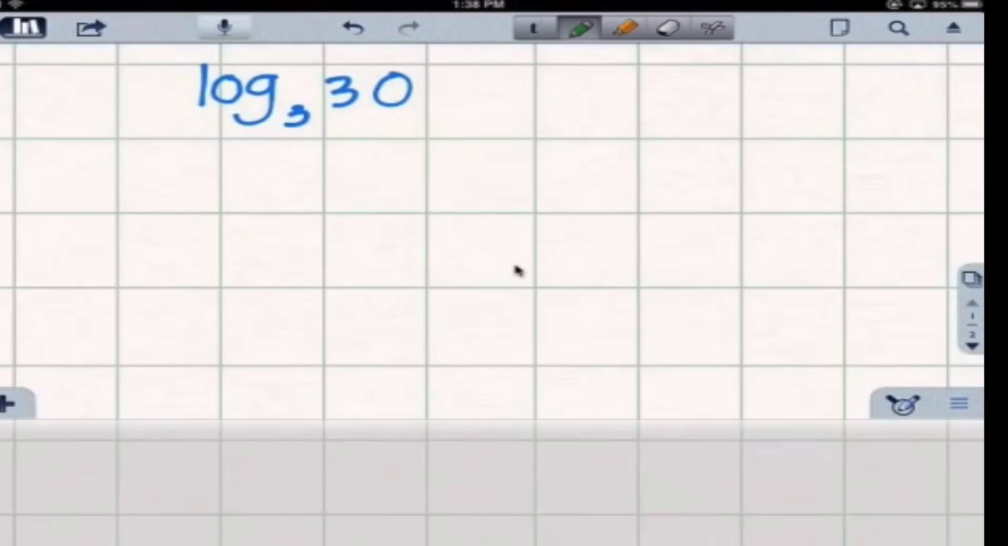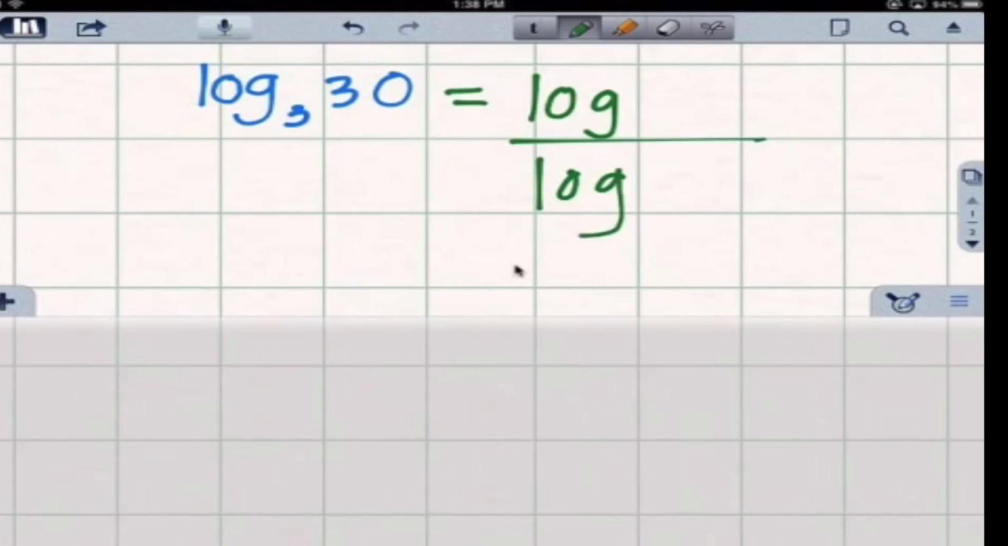Okay, next concept is another one that can be pretty straightforward, and this is dealing with change of base. We know that the only 2 bases we can put into our calculator are log base 10, which is our common logarithm, or just log, and log base e, which is our natural logarithm, ln. So if I have anything else, like here I have log base 3 of 30, we have to use our change of base with either log or ln, it does not matter.